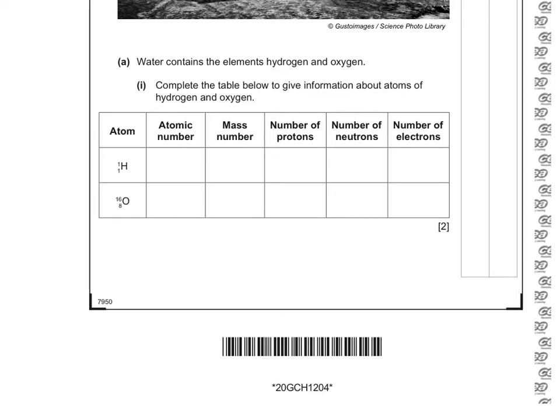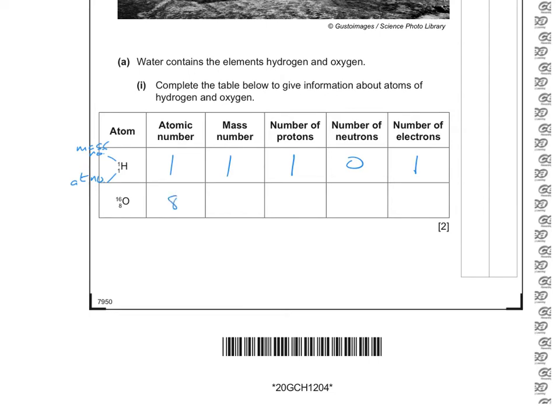This should be straightforward. The bottom number is atomic number, and the top number is mass number. The atomic number is 1, mass number 1. The protons is the same as the atomic number, so it's going to be 1. The number of neutrons, you subtract the atomic number from the mass number, so in this case it's going to be 0. Electrons 1. In an atom, the electrons will equal the protons.